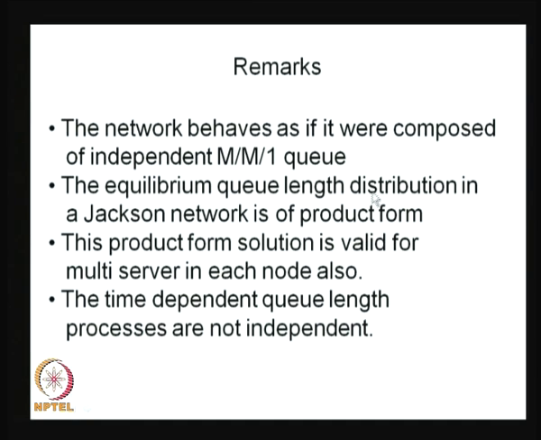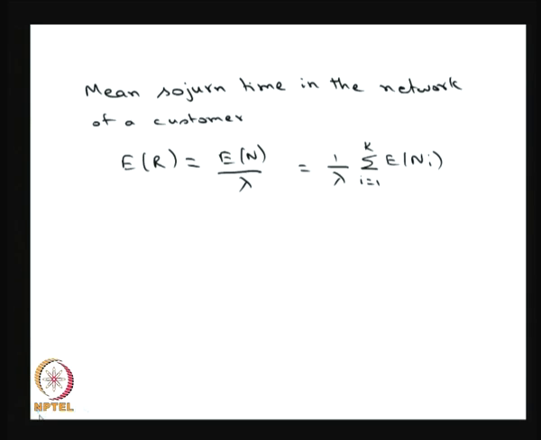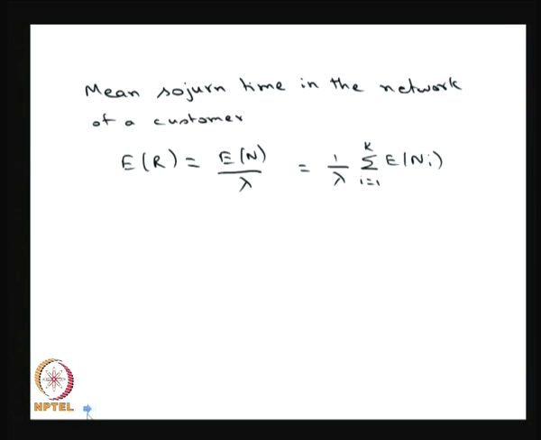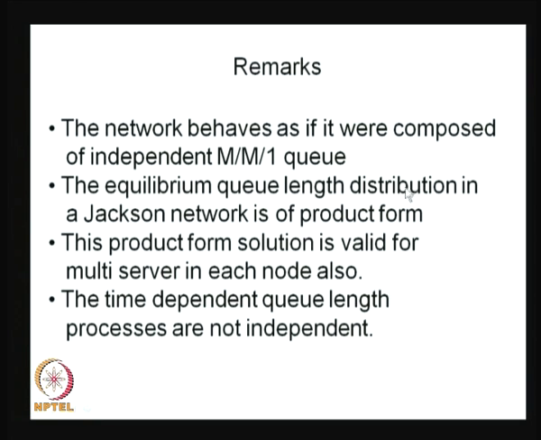So, the equilibrium queuing length distribution in a Jackson network is of product form. So, this solution is called the product form solution for the open queuing network with feedback, that the equilibrium queuing length distribution is of product form.